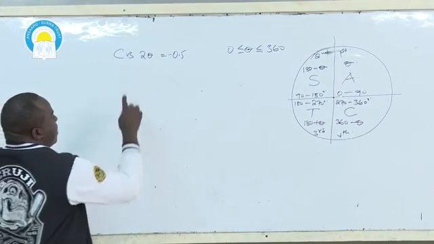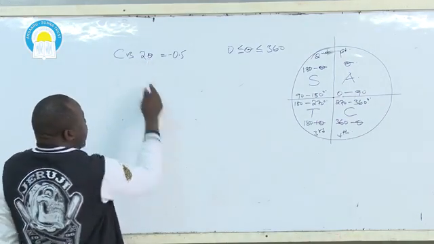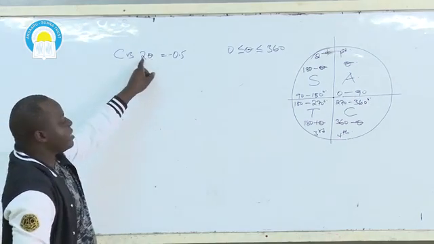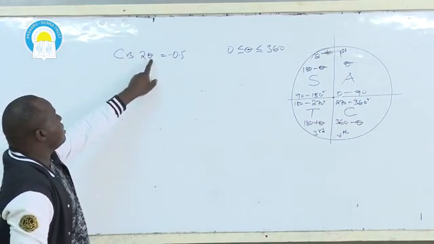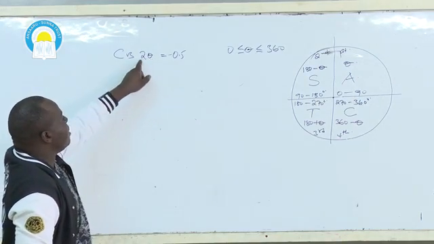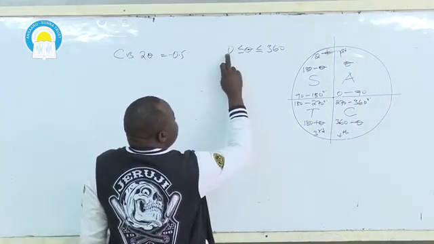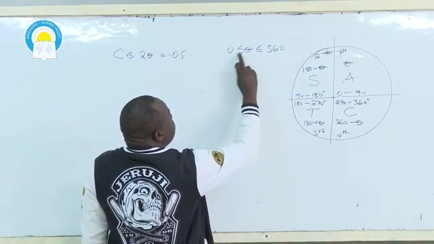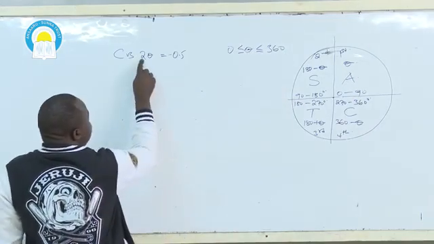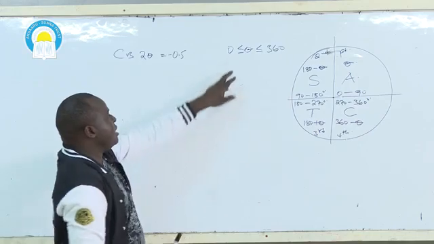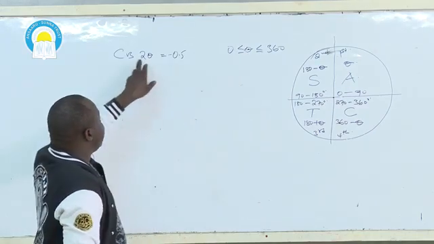So listen, first in this question, unlike the others, theta has a coefficient which is 2. So instead of saying theta, now we have 2 theta. Another thing I want you to notice is theta lies between 0 to 360, but what do we have here? 2 theta. So notice that there is a difference between theta and 2 theta.